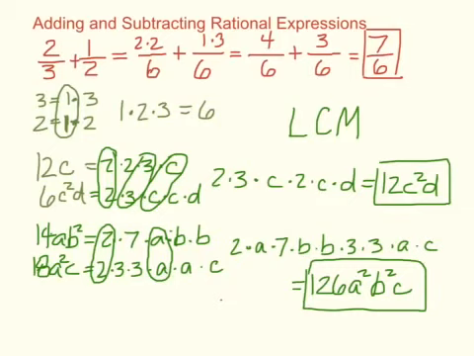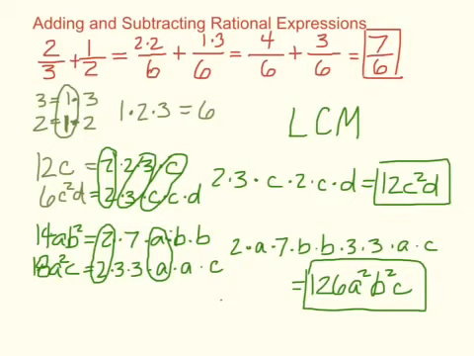Again, 2 times what gave me this 6? Well, 2 times 3 gives me 6. And so 1 times 3 will go in the numerator of this fraction, which is, of course, 3. So I have 4 over 6 plus 3 over 6, which is 7 over 6. And if you have a fraction like that, we'll leave it as an improper fraction. So here's a little more practice on finding least common multiples.